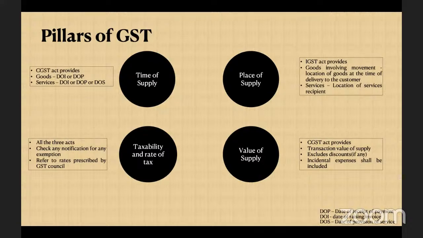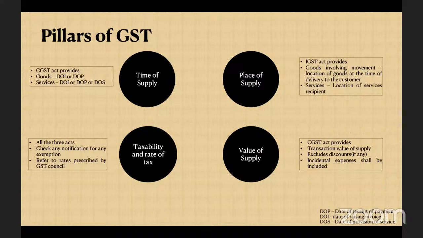But as far as law is concerned, Mr. A is legally liable to pay tax to the government on 15th March itself, not on 20th. Just for the purpose of administrative convenience, the government is permitting and giving time to Mr. A till the 20th of the subsequent month to pay tax to the government. So in case of goods, the date of invoice or date of receipt of payment by the supplier, the earliest of these two dates, will become the time of supply.